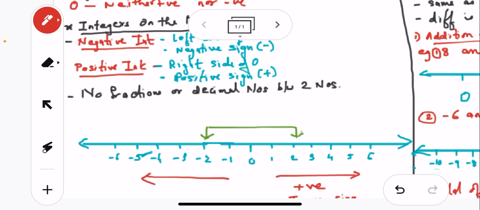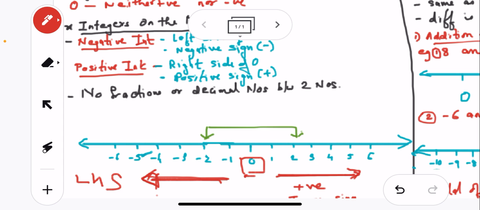Okay, if you see here, the negative numbers are on the left hand side of 0, and they are denoted by a minus sign. The positive integers will always be on the right hand side of this 0. Now 0 is a center point, and the numbers on the left hand side of 0 are negative integers, and on the right hand side they are positive integers. In positive integers we write a plus sign, and in negative integers we write a minus sign.